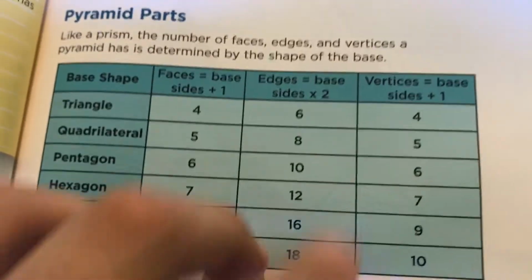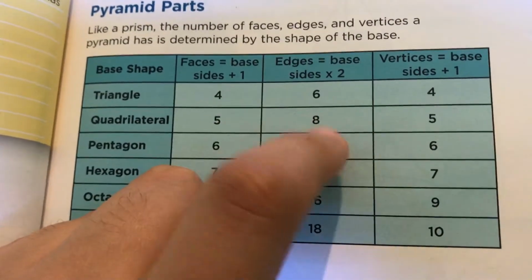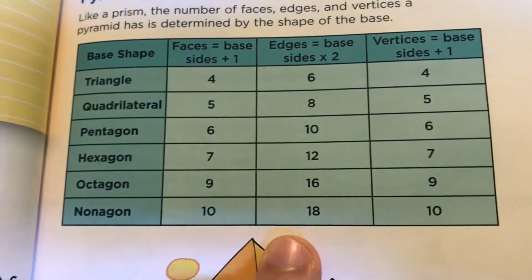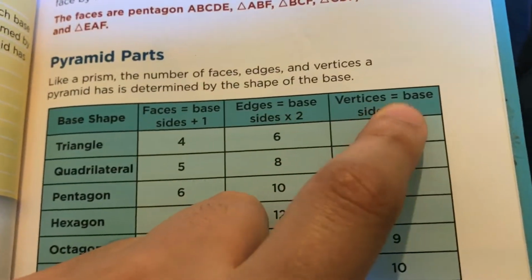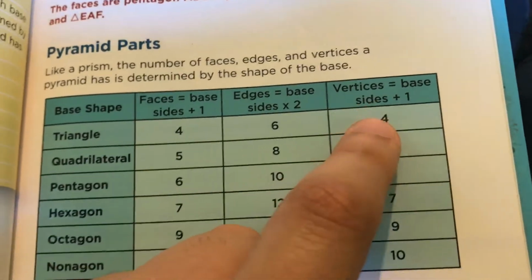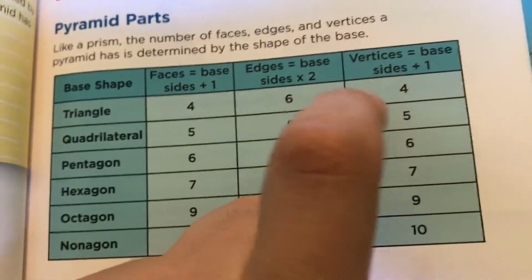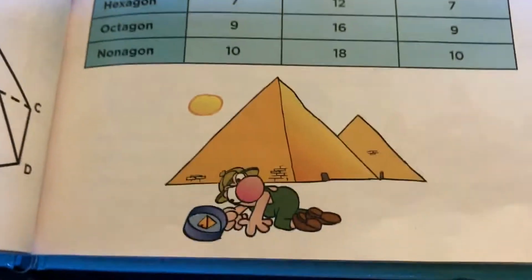And then for the edges, we do base sides times 2. So 3 times 2 is 6, and so on. So just multiply it by 2, for quadrilateral, pentagon, hexagon, octagon, nonagon. And then for the vertices of the pyramid, we take the base sides plus 1. So kind of the same idea as we have for faces. It's the same formula, okay? Which is why we have the same answers.